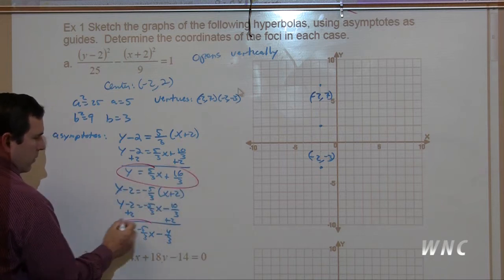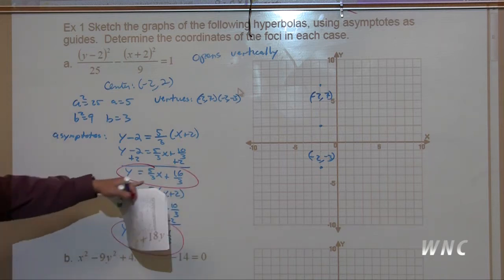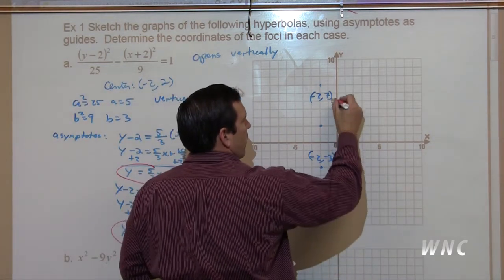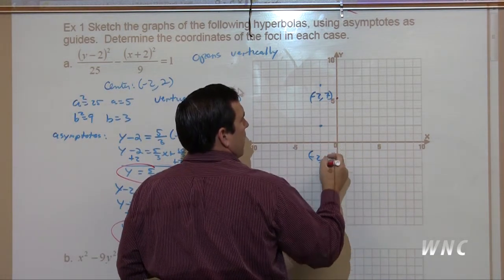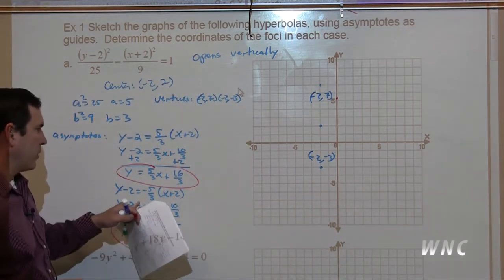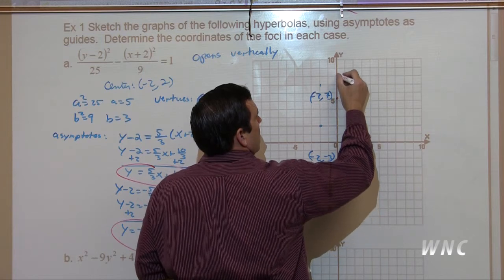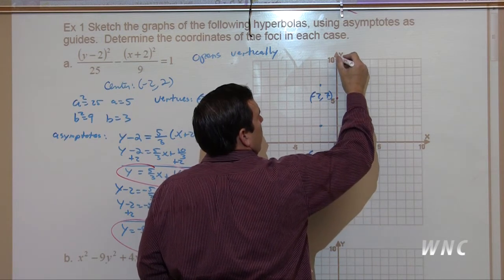This one and this one. So our intercept in the first case is 16/3. 16/3 is a little more than 5. It's 5 1/3. And our slope is 5/3. So it's going to go up 5 over 3.